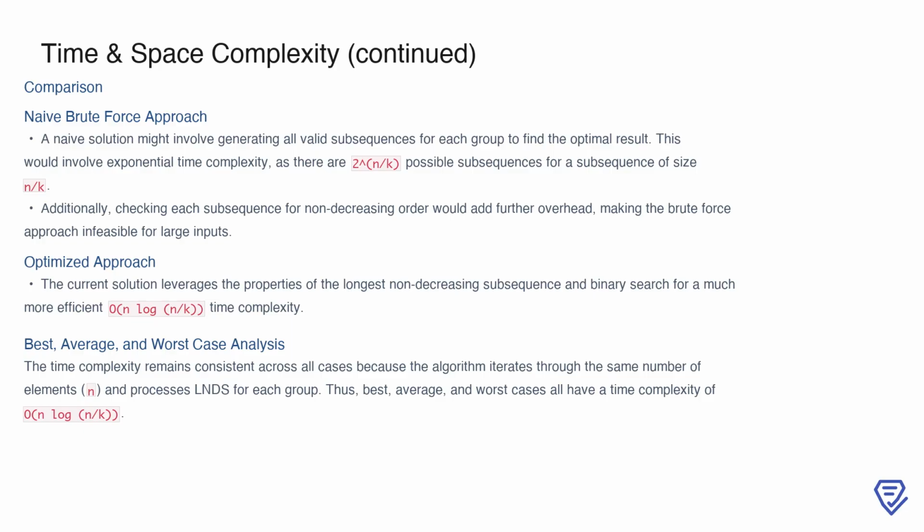In contrast, the optimized solution avoids this explosion of possibilities by using the properties of the longest non-decreasing subsequence and binary search. This allows it to achieve a much more efficient time complexity of O(n log(n/k)), regardless of the input size. Notably, the algorithm iterates over the same number of elements and performs the same operations in all cases, so its time complexity remains consistent across best, average, and worst cases.